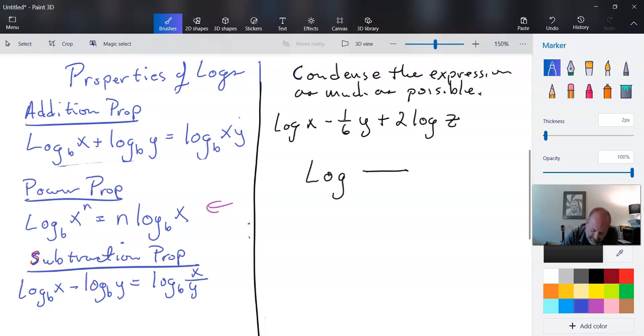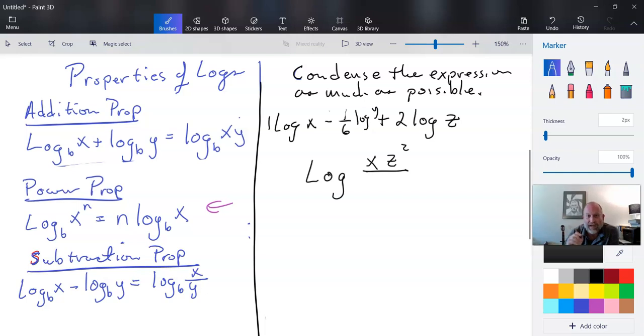So log of x, the coefficient's a 1, so that means it's just a plain x here. Oh, I'm sorry, that was supposed to be a log. That's supposed to be a 1/6 log y. I wrote the wrong, I missed the log in there. Sorry about that. Okay, now the other positive term is 2 log z, which means that this 2 is going to be on the z, which makes it a z squared. Right, so far so good?